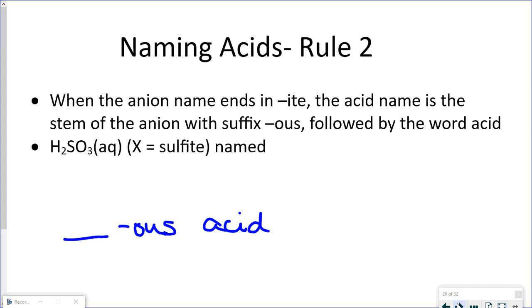So looking at our example, we have H2SO3. SO3 is sulfite. So we're going to take the main part of the anion, so the sulfur part, and this is going to end in OUS with the word acid. So this will be sulfurous acid. Another example is if you have something like nitrite, it will be nitrous acid.